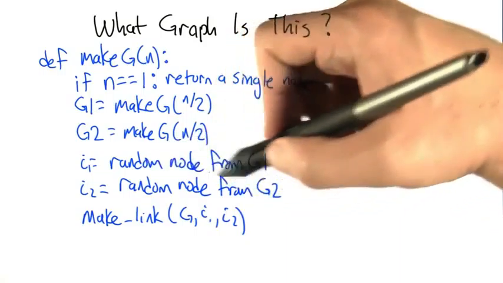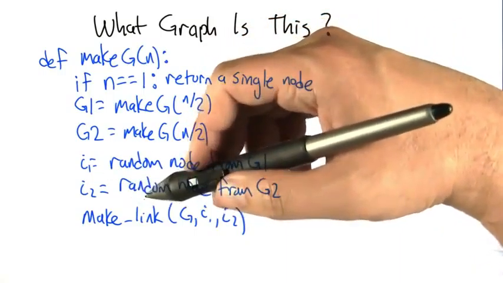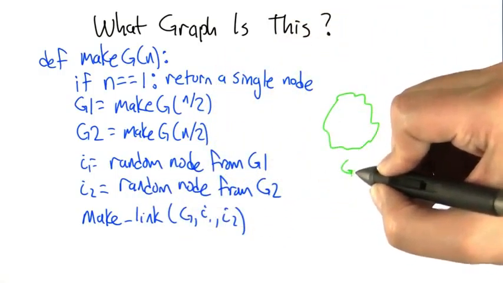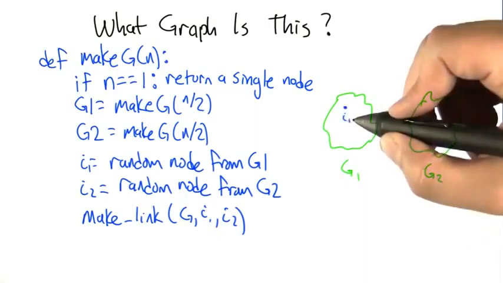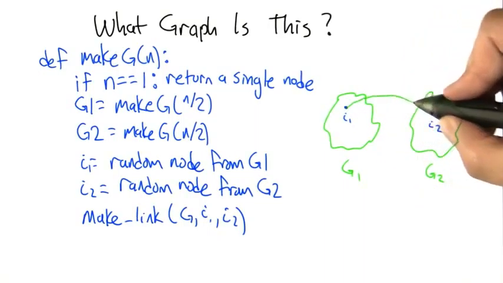Then we pick a random node from g1, call it i1, a random node from g2, call it i2, and we link them together. So at a high level, we create graph g1, we create graph g2, we pick a random node i1, pick another random node i2, and we link them together.